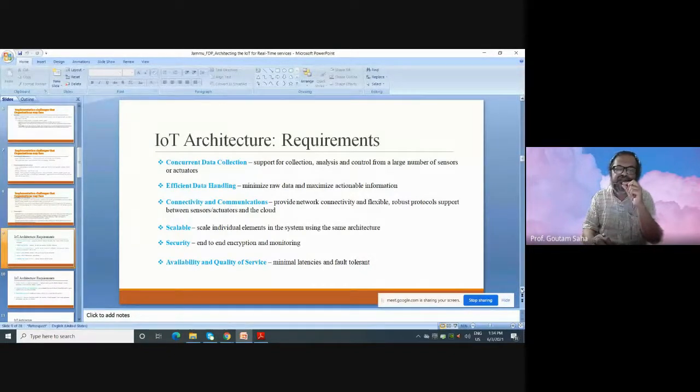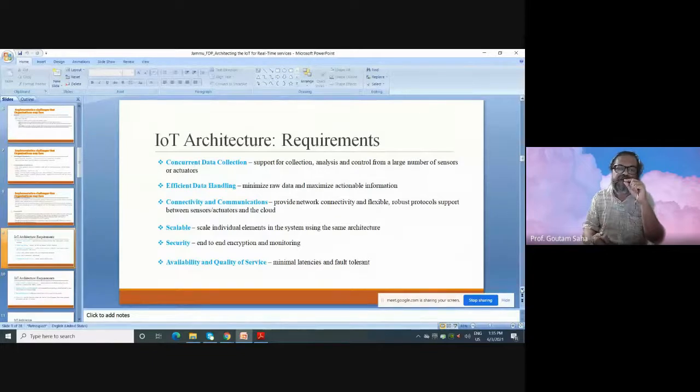Concurrent data collection. That means data are collected from different sources concurrently. If one data comes after half an hour, and another data is coming later, in that case the information extracted will be wrong. Your information extraction process will be wrong, so you will get wrong information. You cannot afford it. This is number one. This you have to ensure.